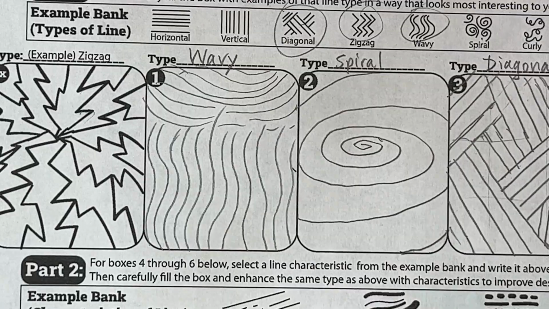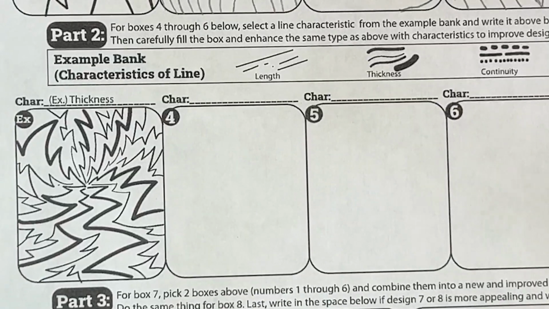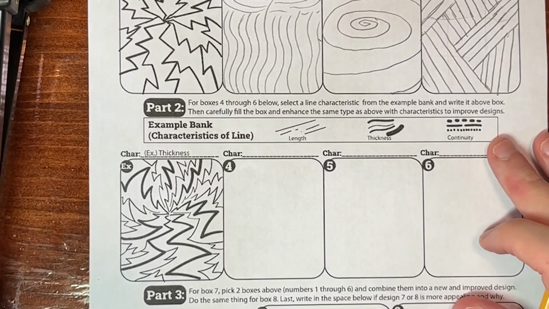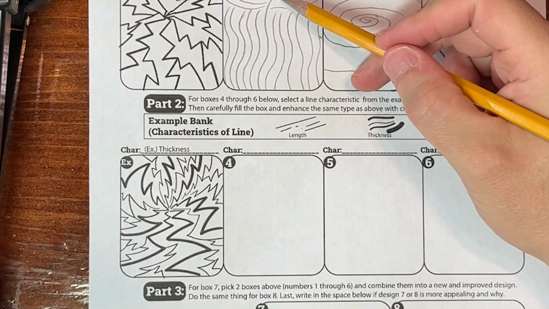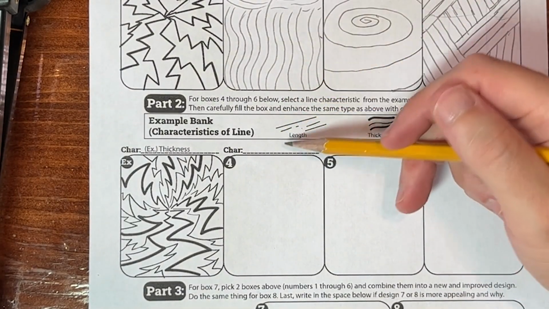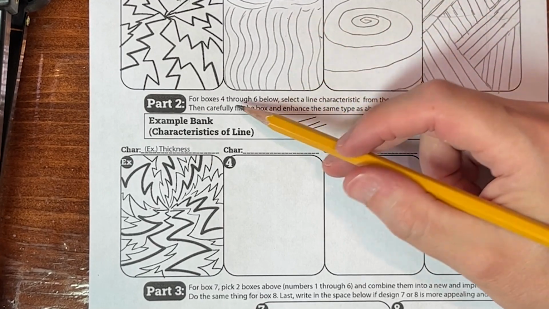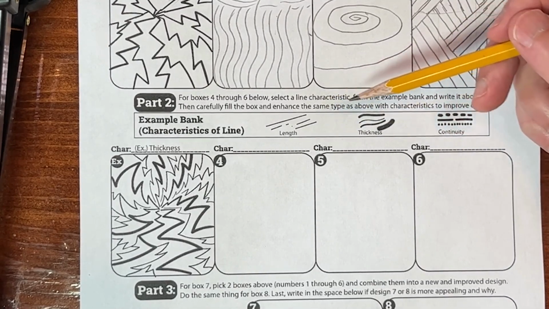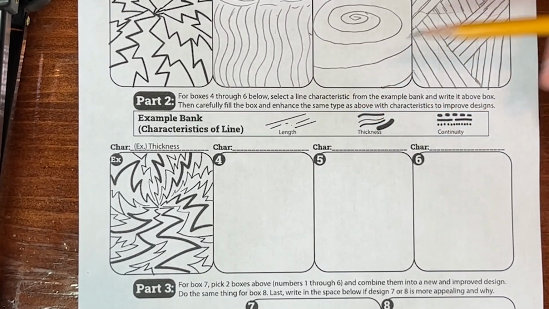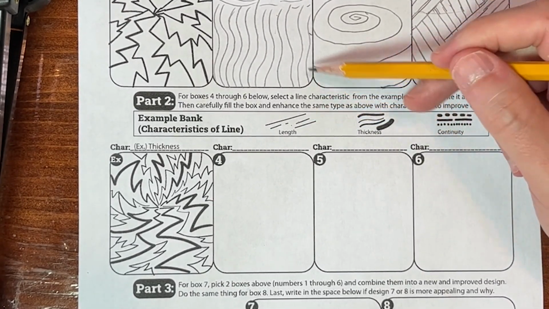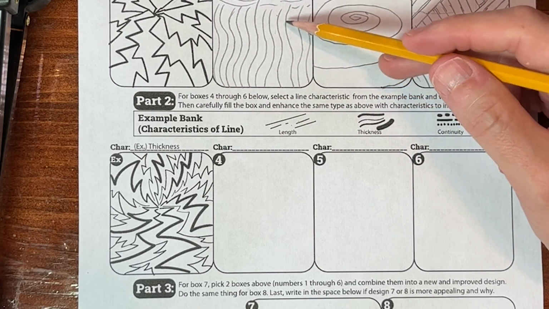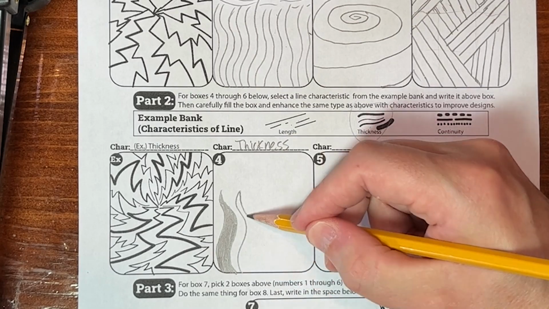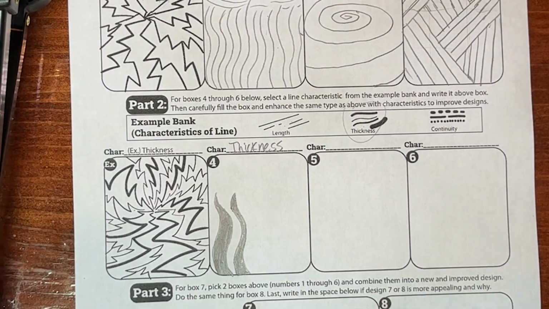For Part 2, you will redraw a better version of your designs above, but enhance it with a line characteristic. In the example here, the zigzag design is redrawn, but they used thickness as an example characteristic. So you see thick zigzags and thin zigzags. Okay? I will be using the thickness characteristic too for my first example here.